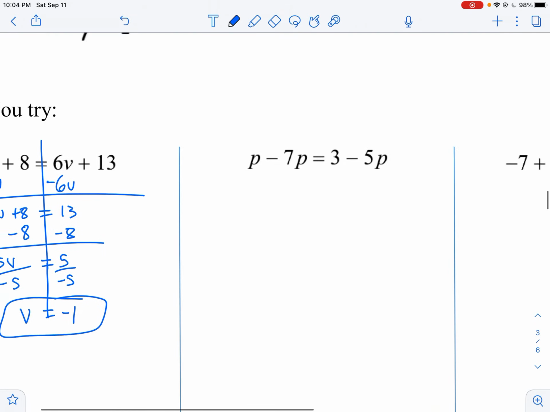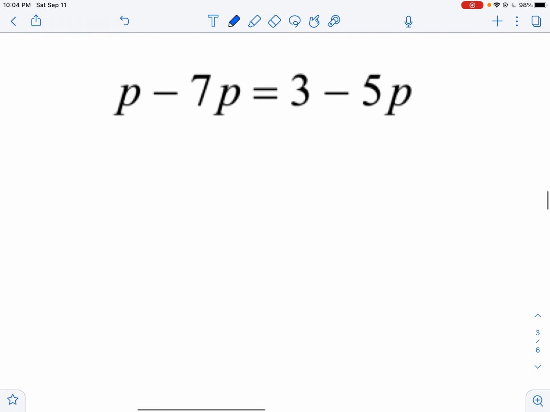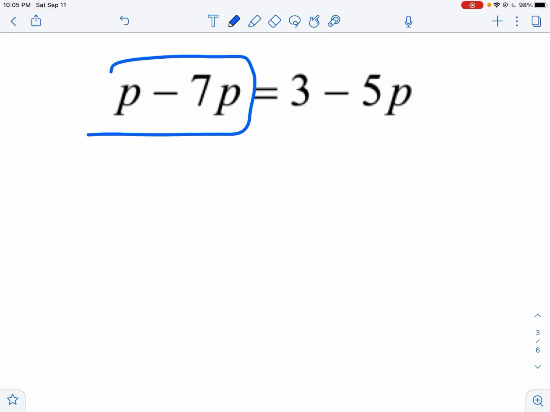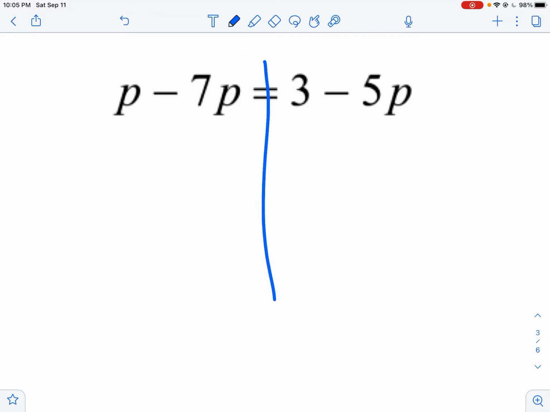Nice. Okay, what I'd like for you to do, jump to the next one, pause the video, and see if you can finish solving the equation. All right, so something that's a little tricky about this one is there's a p here, and here, and here. So it's a little bit tricky here. What I recommend is just put these guys together first, then you can worry about moving things around. So I'm going to do that.